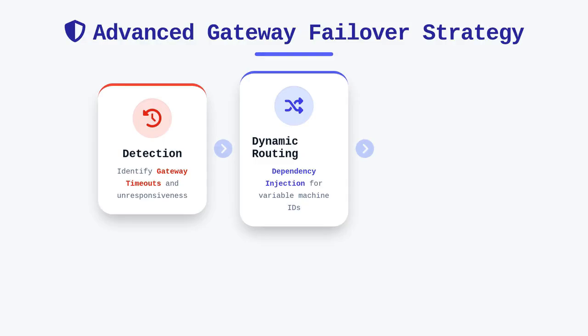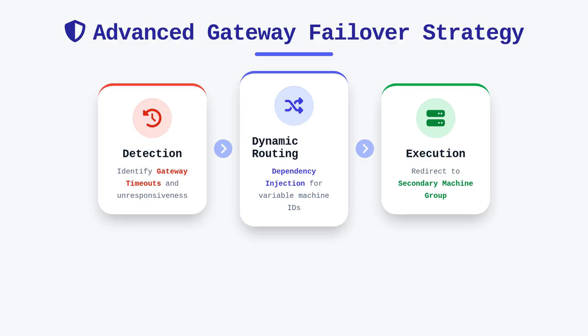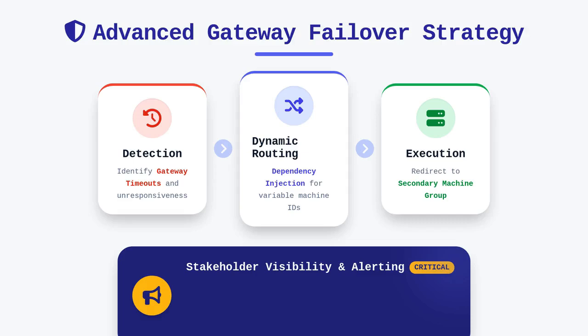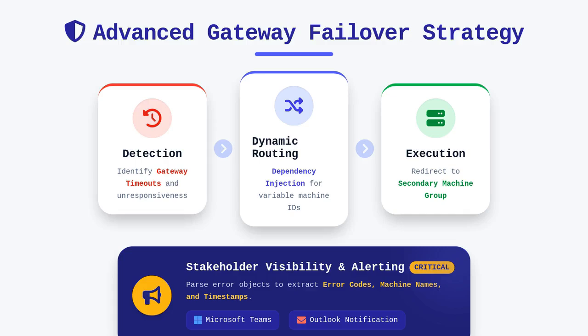This pattern requires a well-structured dependency injection approach where the machine identifier is treated as a configuration variable rather than a hard-coded value. Simultaneously, we must ensure visibility by alerting administrator groups through integrated communication channels like Microsoft Teams or Outlook. By parsing the error object returned by the desktop flow action, we can compose meaningful messages that include the error code, the machine name, and the timestamps. Failure to notify stakeholders effectively is often the reason why small gateway connectivity issues snowball into significant business downtime.